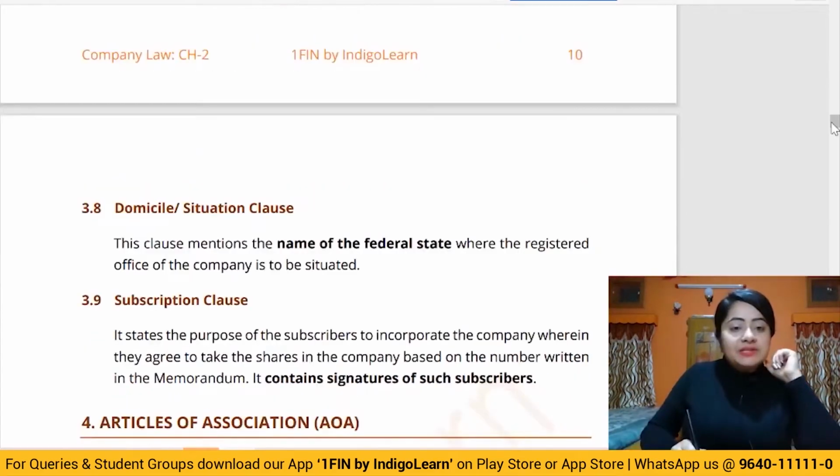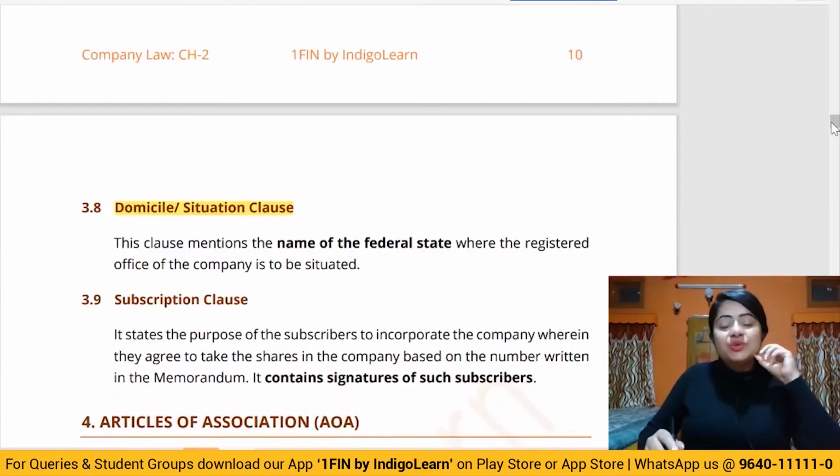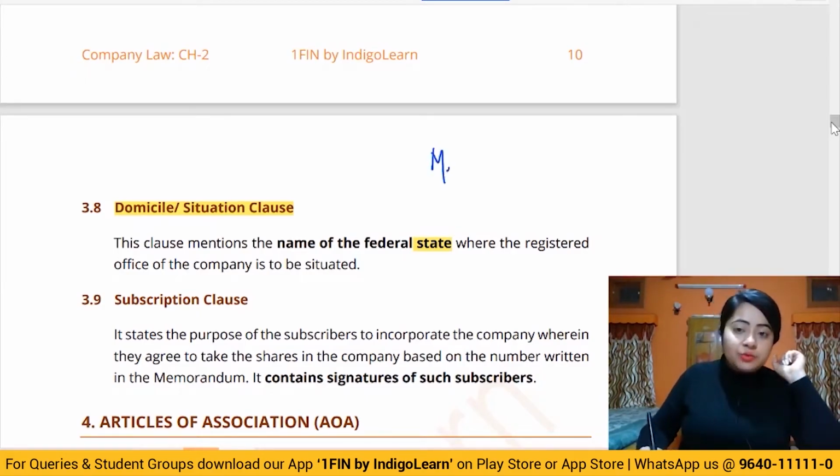Next up is our domicile or situation clause. So in the Memorandum of Association, do you think that the company's address should also be stated? Well, see, something about the address should be stated. So here in the situation clause or the domicile clause, we mention the state name where the registered office of the company is situated. What do I mean? Let's say the company has many offices. It might have many different offices, but the main office which is registered with the registrar of companies, the address which is submitted as the main office of the company with the registrar of companies, that is called the registered office.